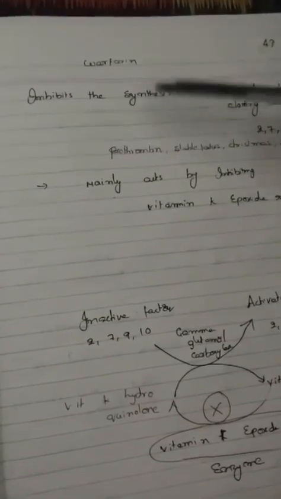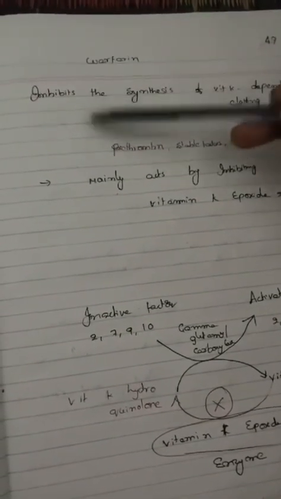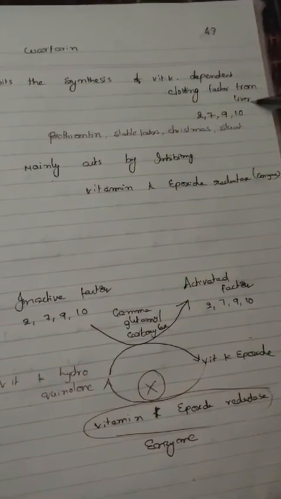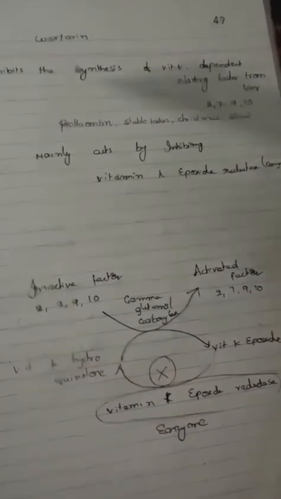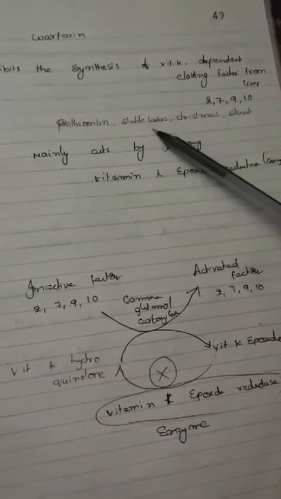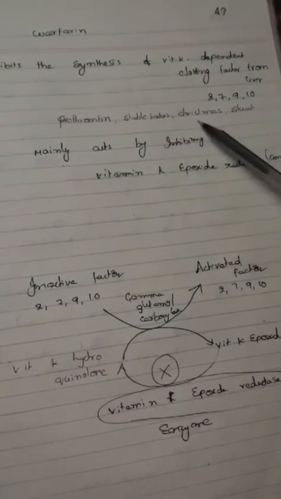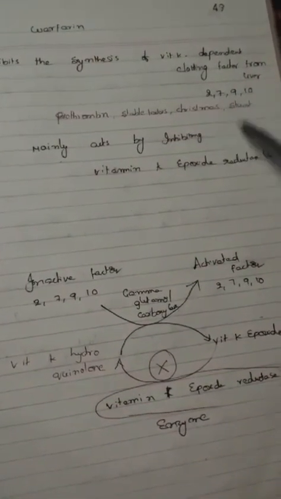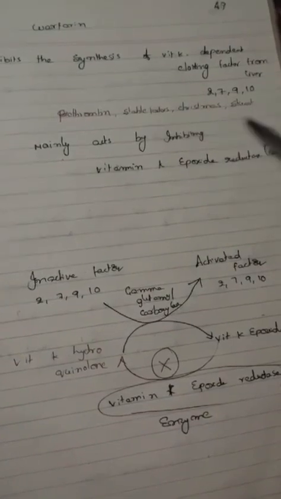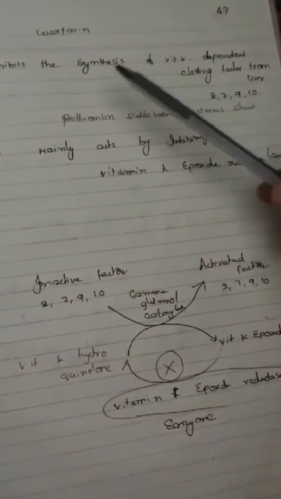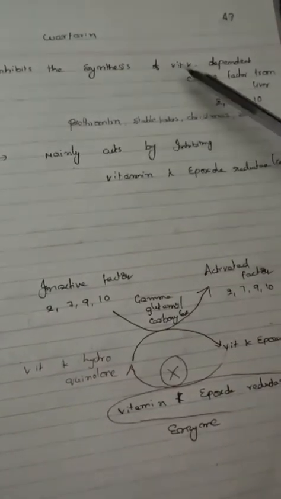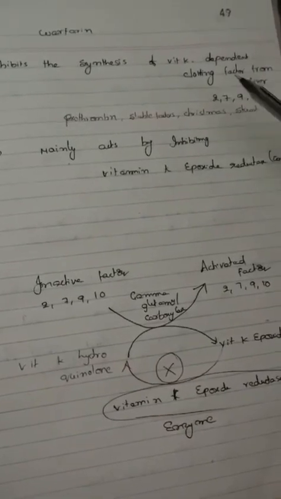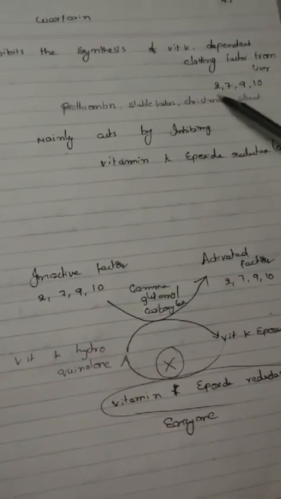So when it comes to warfarin, what is the mechanism of action? It inhibits the synthesis of the vitamin K dependent clotting factors from the liver. What are these factors? It's nothing but 2, 7, 9, 10. The second clotting factor is prothrombin, the seventh factor is the stable factor, the ninth factor is the Christmas factor, and the 10th factor is the Stuart factor. These are the factors inhibited by the drug called warfarin, that is, the vitamin K dependent clotting factors produced from the liver: 2, 7, 9, 10.